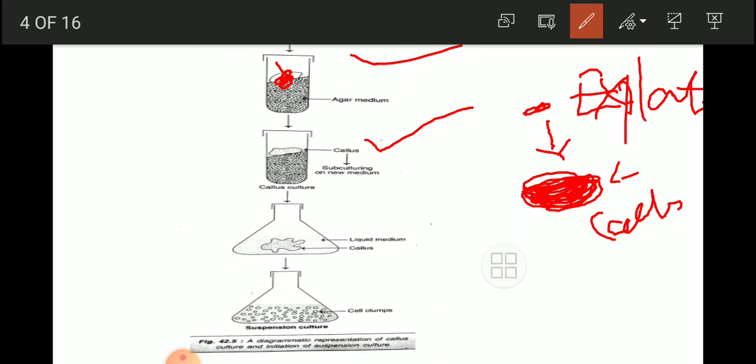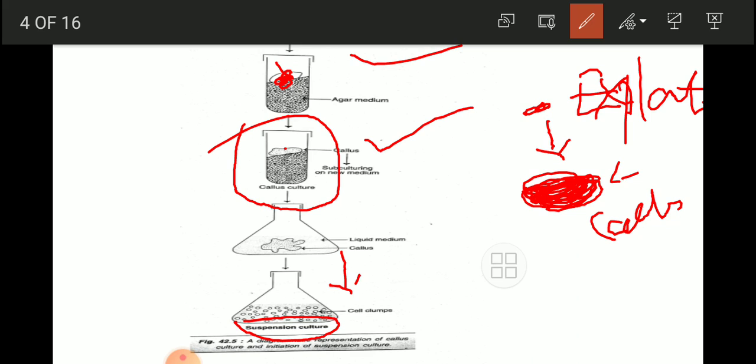Callus. Now, subculturing is there. Subculturing in the sense, this callus culture is there, and this callus is again taken into a liquid medium, isn't it? After incubation, we will find that it is a suspension culture. The callus culture is converted into a suspension culture. What is the use of all these things, that we have to get an idea.